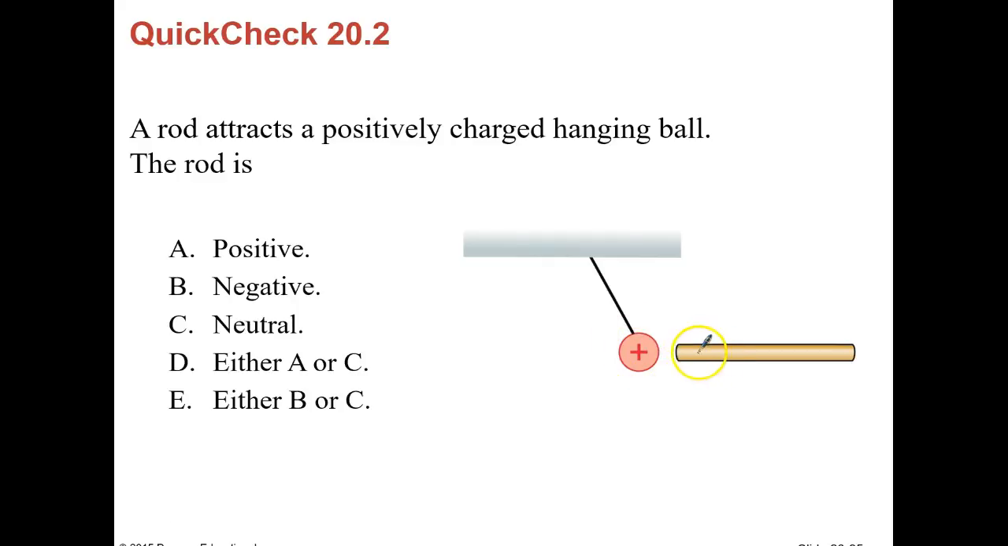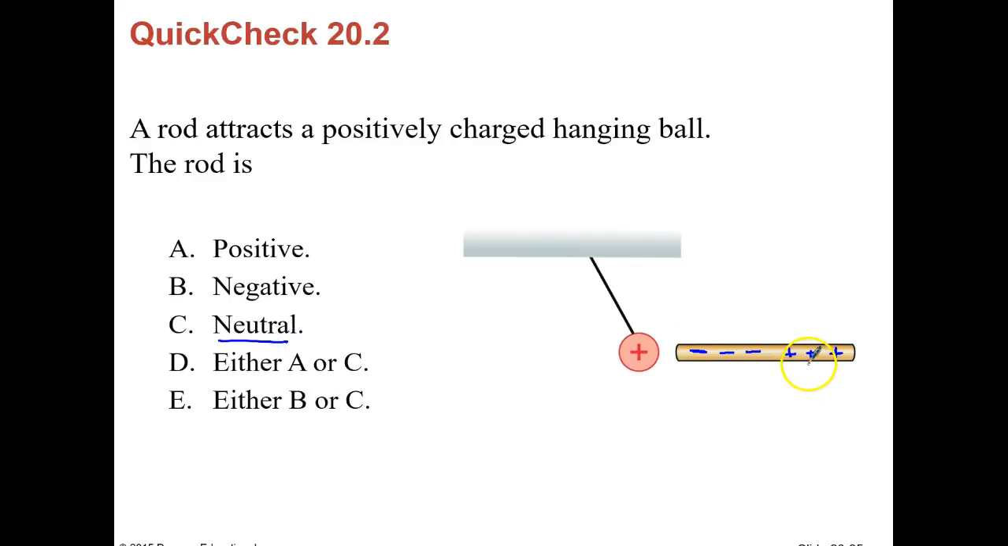So if it is attracted, we know that there's got to be some sort of negative charge somewhere along the rod. Question is, is this rod neutral? In other words, does it have 3 positive and 3 negative charges on it, just that these charges tend to be on one side, and it has a little bit of a positive charge on the other side? That would make it neutral.